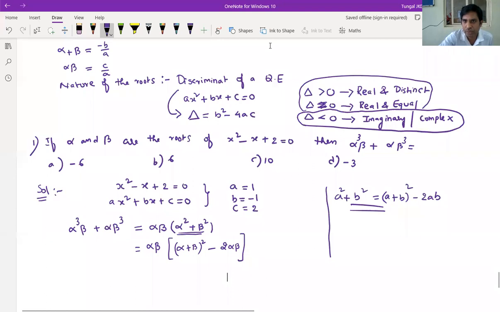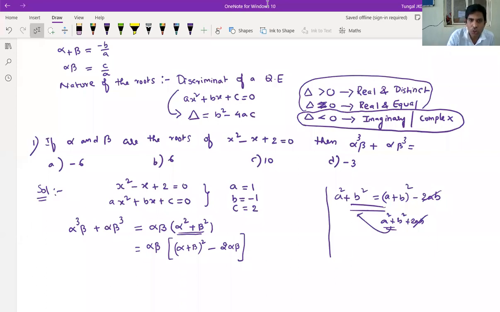Wait 1 minute. Yes, answer 6. I think it is plus 2ab. No, not plus 2ab. A plus b whole square, what will you get? A square plus b square plus 2ab. Here plus 2ab and this minus 2ab cancel, so this one only will come, right? That's why I wrote a square plus b square is equals to a plus b whole square minus 2ab. Now alpha square plus beta square, how to write? Nothing but alpha plus beta whole square minus 2 alpha beta.